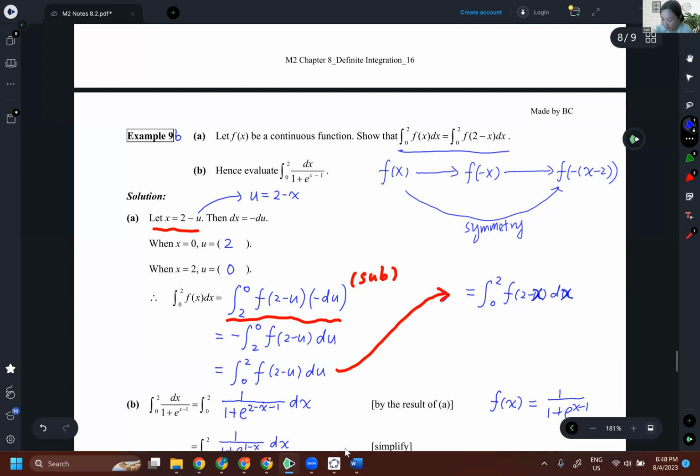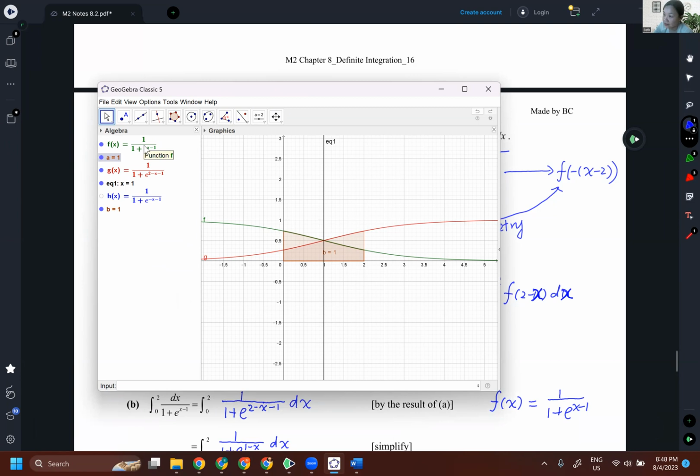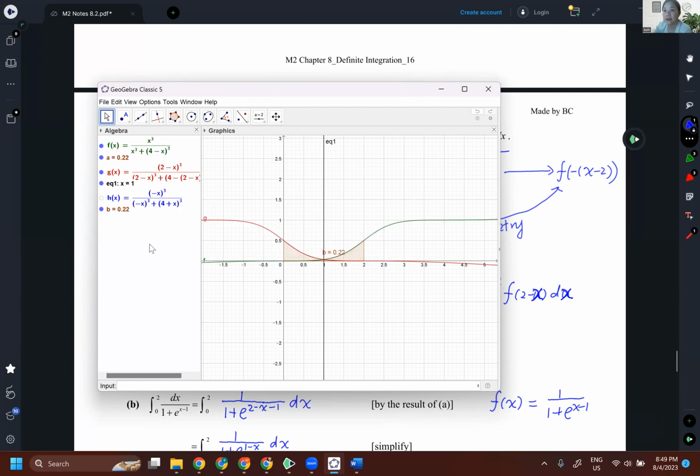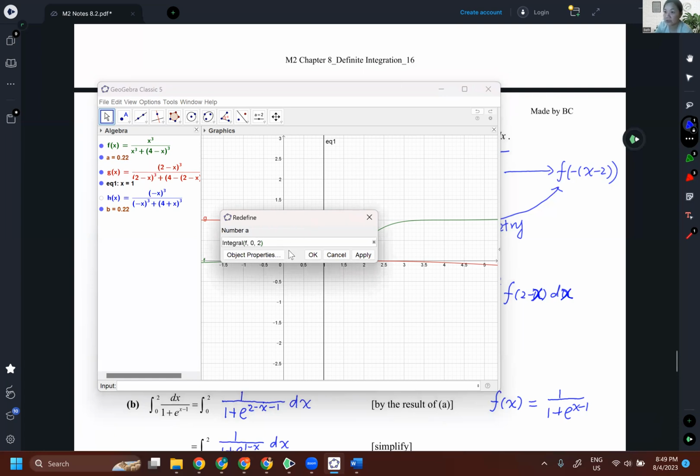In fact, if I go back to my plotting, I can actually change f to anything. I can change f to perhaps the classwork, that is x to the power 3 divided by x to the power 3 plus 4 minus x to the power 3. Like that. Did I type something wrong? It's x to the power 3 divided by x to the power 3 plus 4 minus x to the power 3. Right. And then they're all changed. And anyway, this integral is not from 0 to 2, it's from 0 to 4. I changed it to 4.